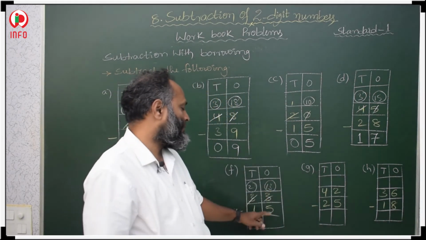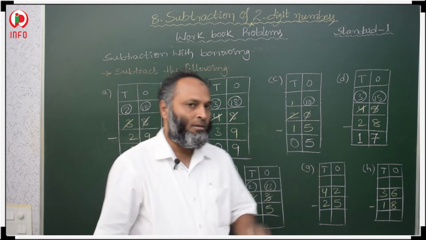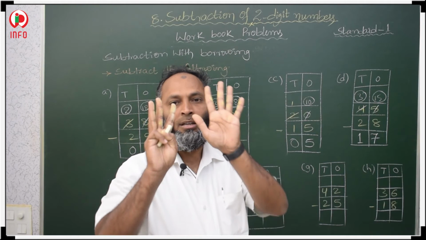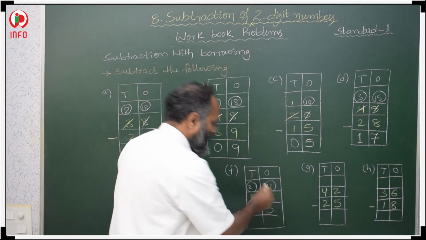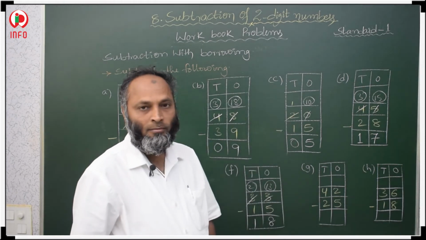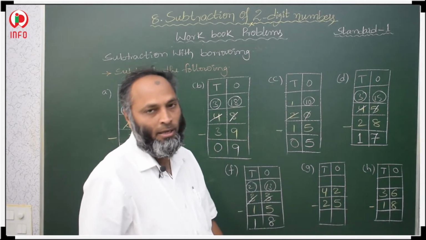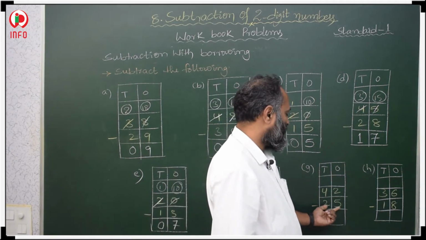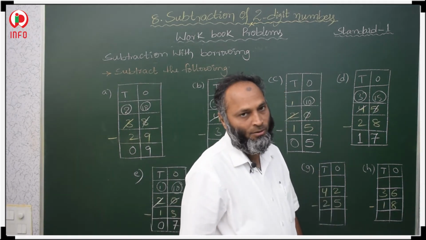13 minus 5 means from 6 to 13 you have to count. 6, 7, 8, 9, 10, 11, 12, 13. It is 8. 13 minus 5 is 8. 2 minus 1 is 1. Our difference is 18. Now, the next question, 25 we have to subtract from 42.